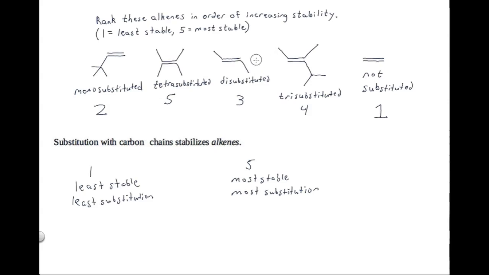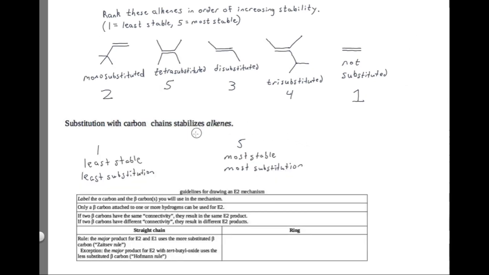Well, here's the answer. We already discussed this earlier. We used the idea here that substitution with carbon chains stabilizes alkenes. And that's the justification for our Zaitsev rule. The Zaitsev rule says that the major product for E2 and also for E1 uses the more substituted beta carbon. And this is the justification for that.